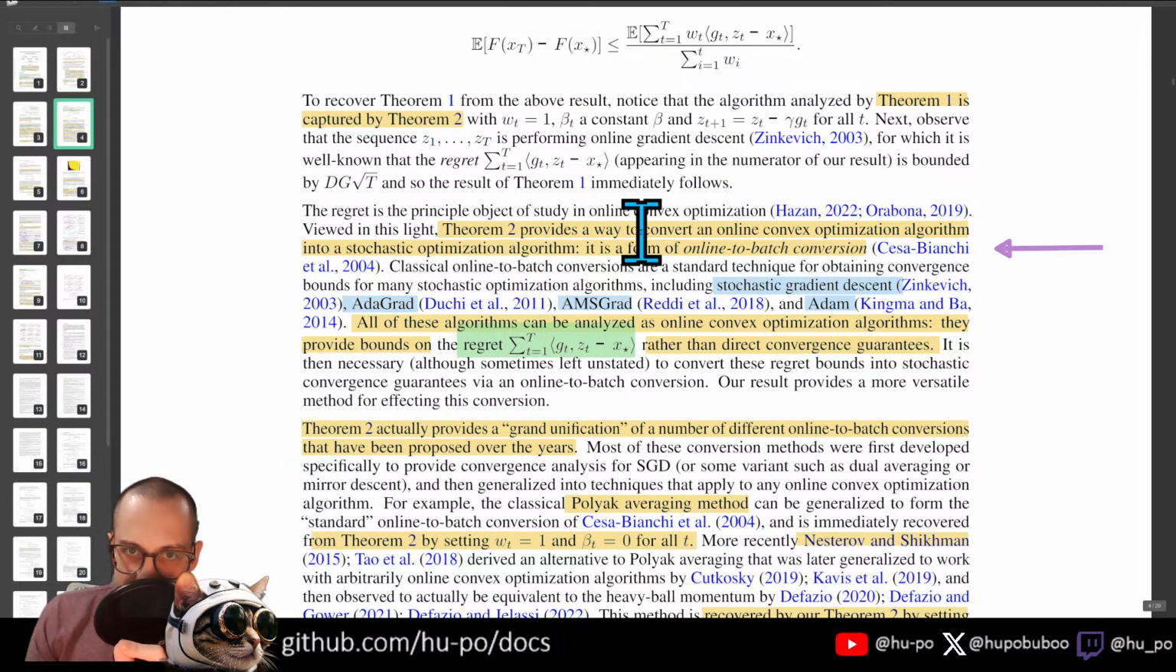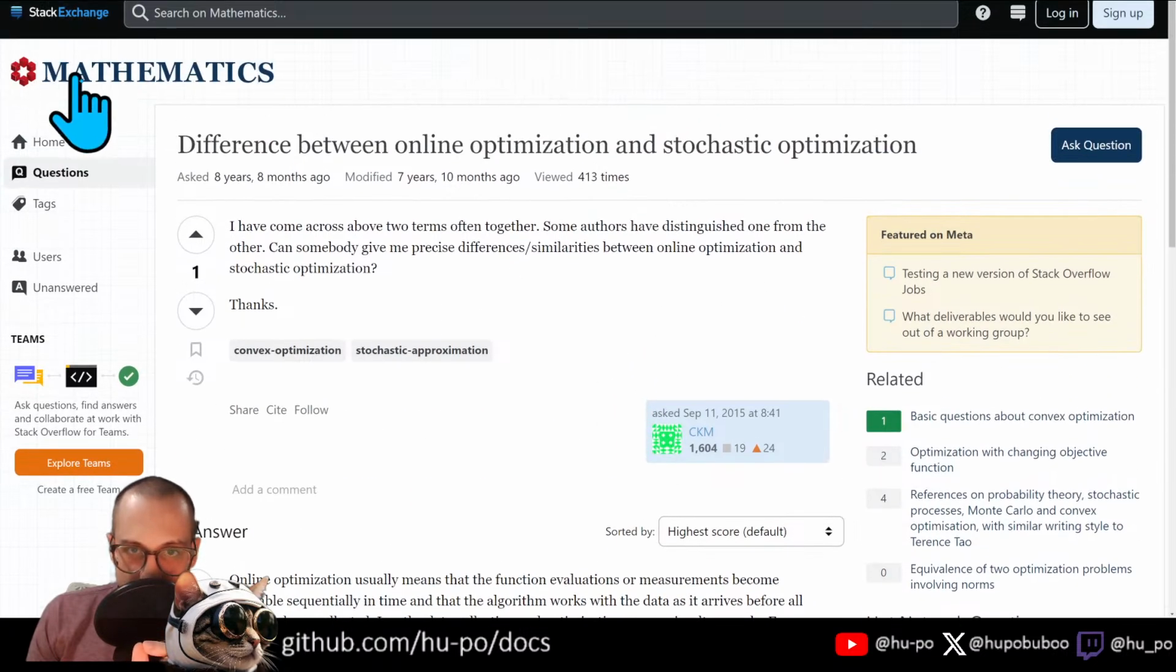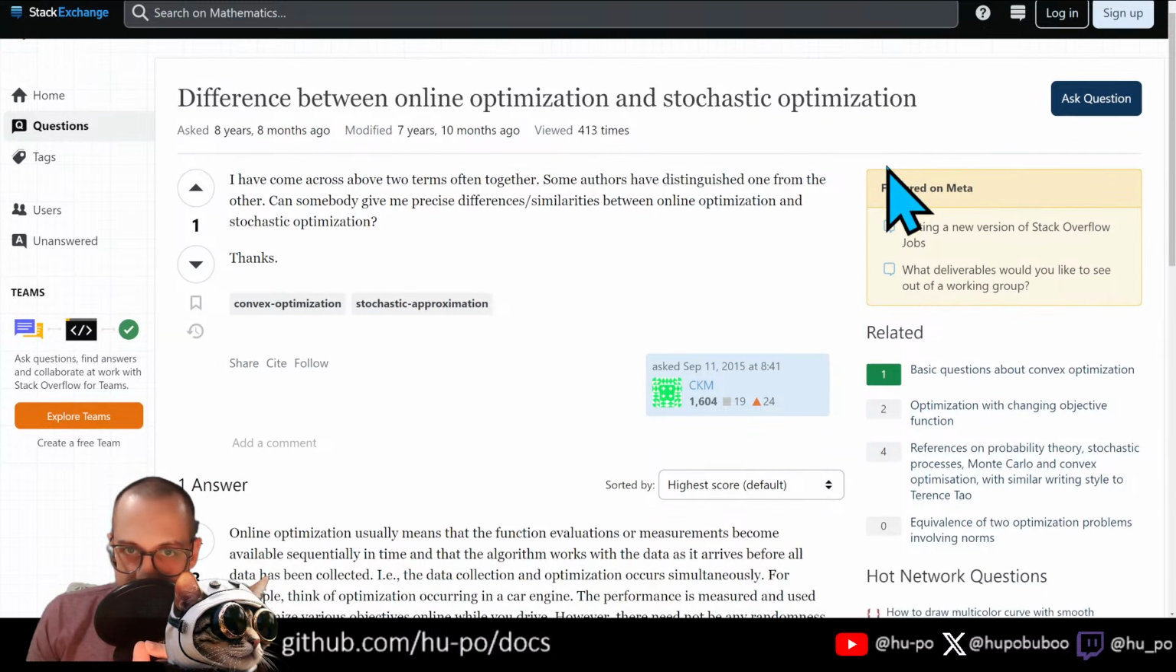Theorem 2 provides a way to convert an online convex optimization algorithm into a stochastic optimization algorithm. It's a form of online to batch conversion. Let's take a little tangent here. What is the difference between online optimization and stochastic optimization?